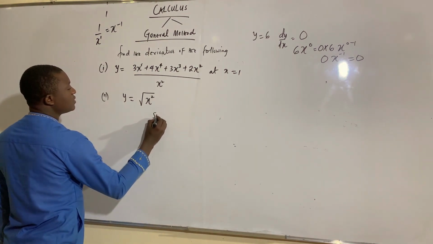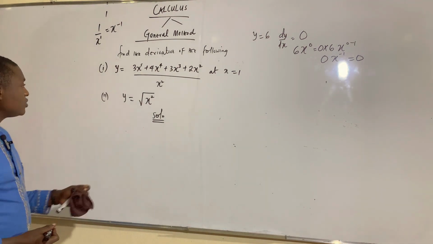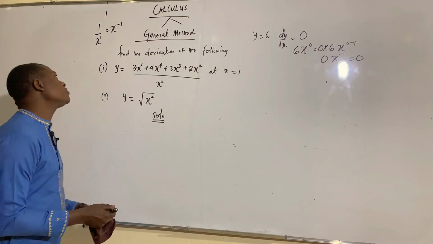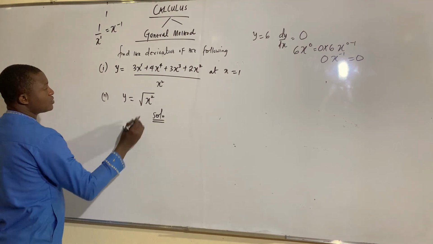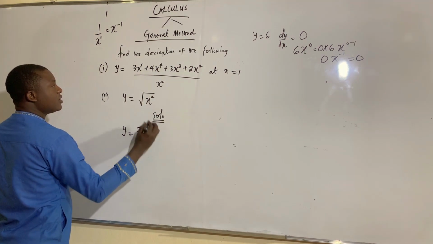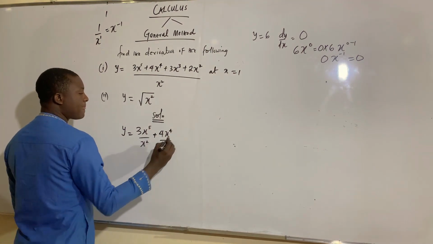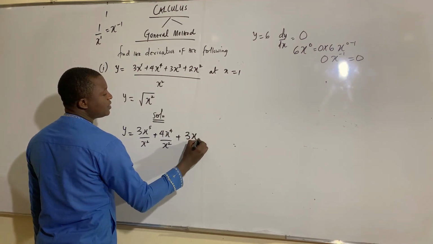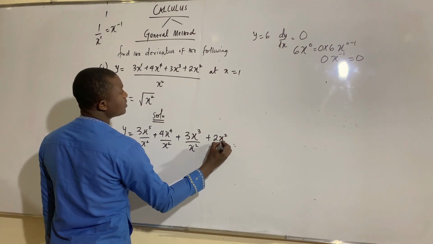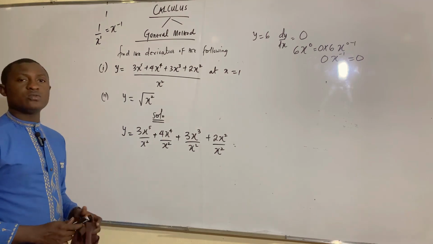Now, the first one, you can see it is coming from fractions. So before we do this one, it means we are going to use this x squared to divide all of these terms one after the other before we even find the derivative. So how? This will be y is equal to, for the first one, 3x^5 over x squared, plus the second one, 4x^4 over x squared. The third one, I have 3x cubed over x squared. The next one, we have 2x squared over x squared. So how did I do that? I use x squared to divide all these values one after the other.